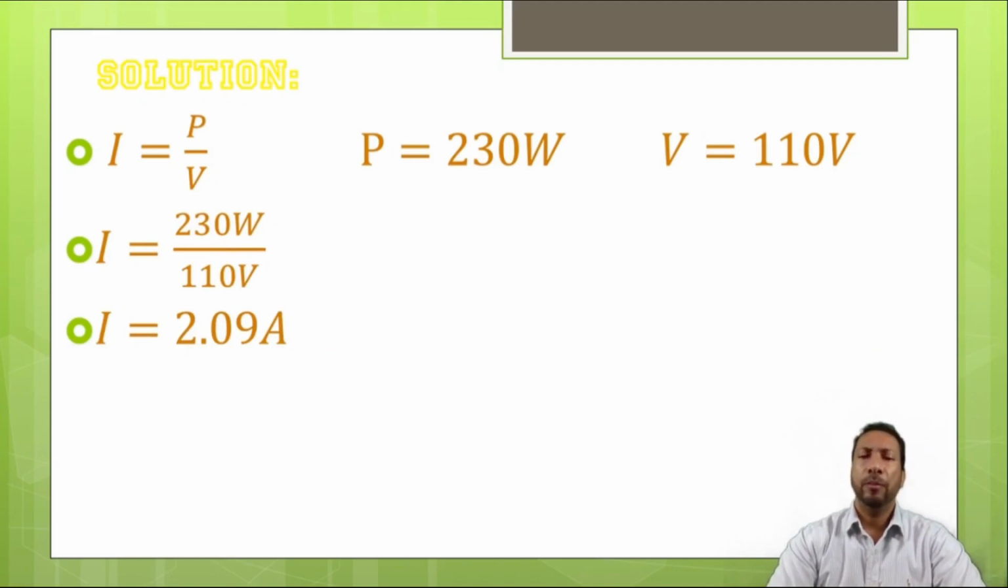Please note, however, that this is on the maximum setting. If that radio was on full blast, only then will it be using 230 watts, and only then will it be using 2.09 amperes. If it is on half setting, then it will be using half as much.